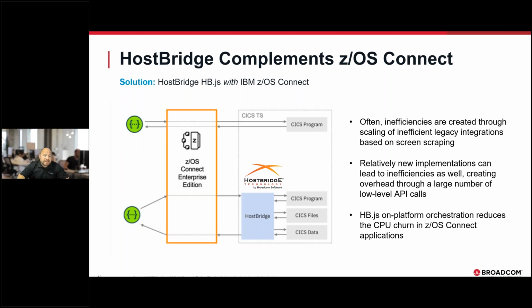With HostBridge, unlike the top, a single request comes in, HBJS does all of the orchestration on platform at machine speed, does the automation, and sends back the response, all in one shot, all traversing the network one time with one call.